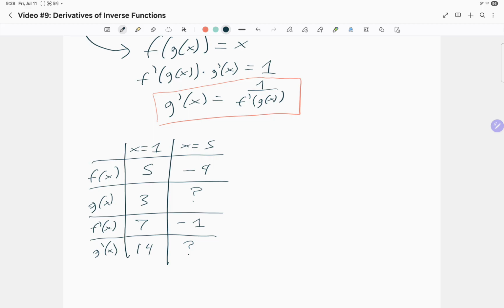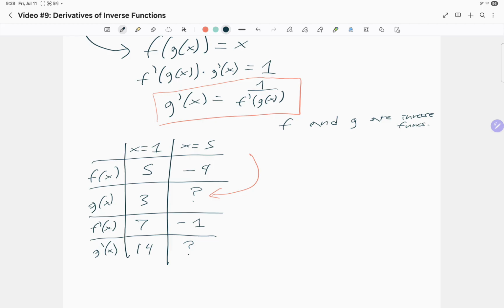So first, let's find g of x. We'll need that to find f prime of x. I'm sorry, g prime of x anyway. So once again, f and g are inverses. Not gonna write that out. Okay, so how do we find g of x?